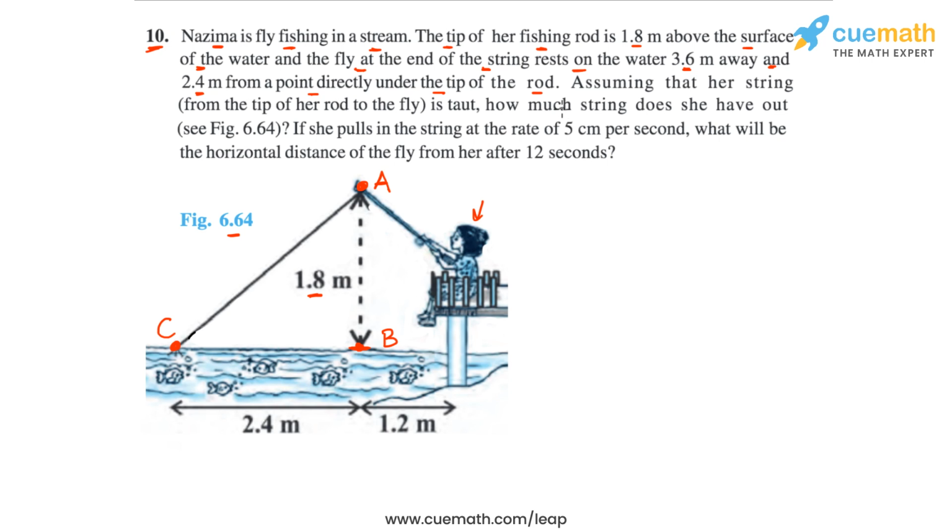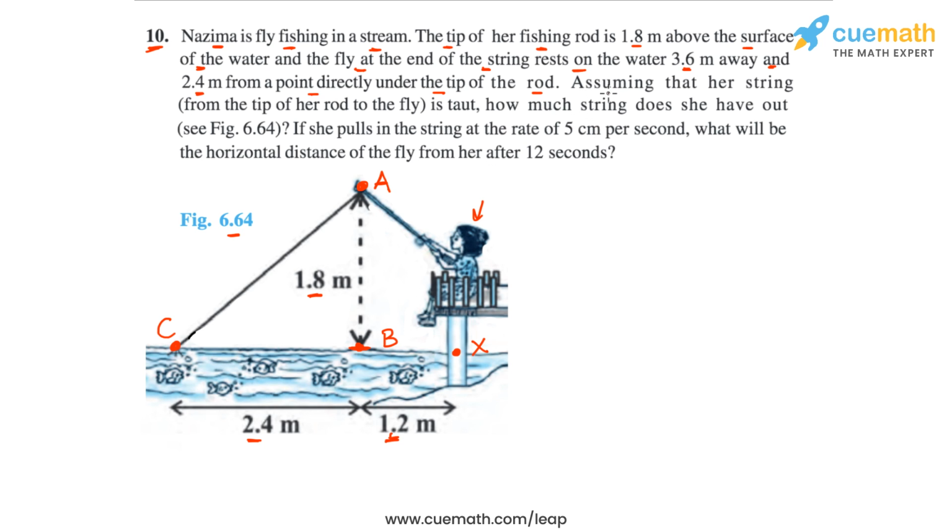We are told that this point is 3.6 meters away and 2.4 meters from a point directly under the tip of the rod. So you can see that BC is 2.4 meters, and this point here, let's call it X. This point X is basically directly under Nazima. So the distance between C and X is 3.6 meters. So 2.4 meters plus 1.2 meters. So the distance between B and X is 1.2 meters.